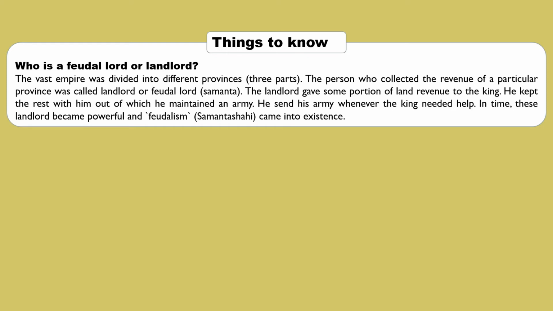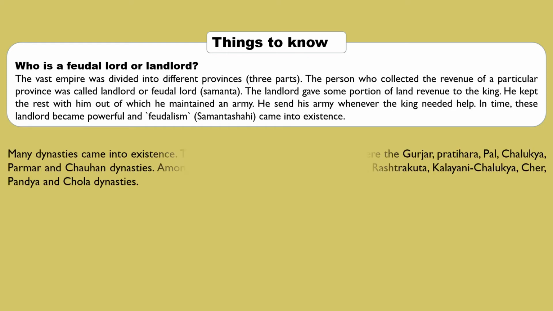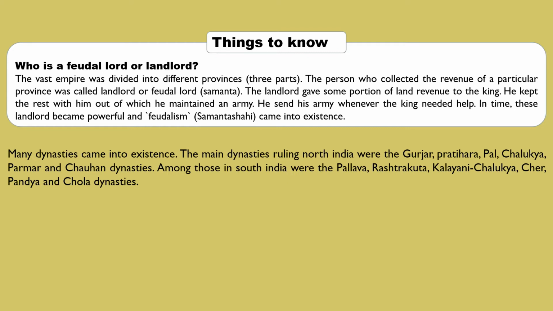The landlord gave some portion of land revenue to the king. He kept the rest with him, out of which he maintained an army. He sent his army whenever the king needed help. In time, this landlord became powerful, and feudalism, that is Samanta Shahi, came into existence. So when the king was not there, now there is no more king, which people were having the power? The landlord, the feudal lord, they were having the power. So finally the power of those provinces came into the hands of the feudal lords.